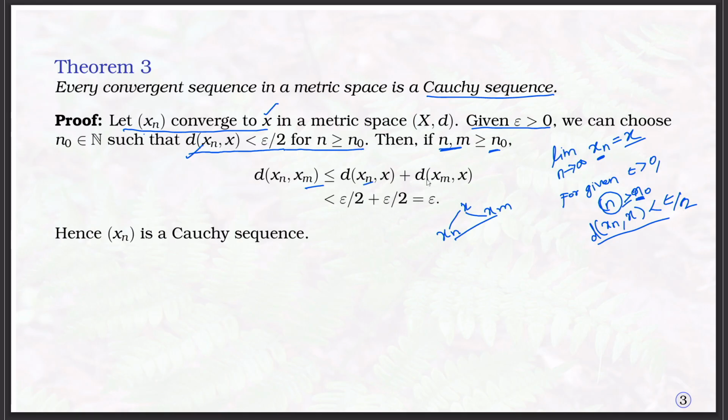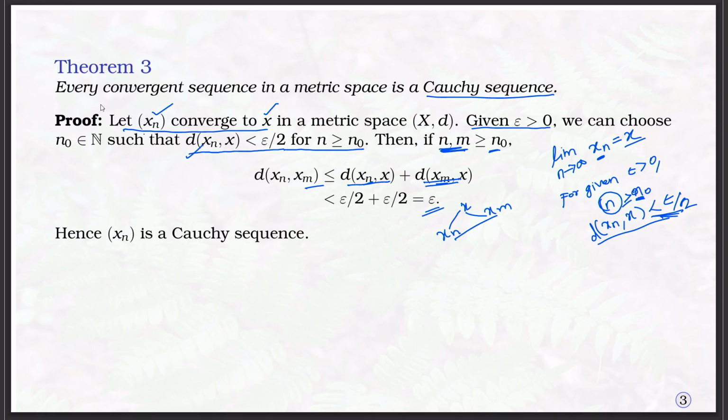So here n and m are both greater than or equal to n naught. Therefore, the first term is less than epsilon by 2 and the second term is also less than epsilon by 2. Therefore, one can get epsilon. So after a certain stage n naught, the distance between any two points is less than epsilon. So we assumed that the given sequence is a convergent sequence and proved that the sequence is a Cauchy sequence.